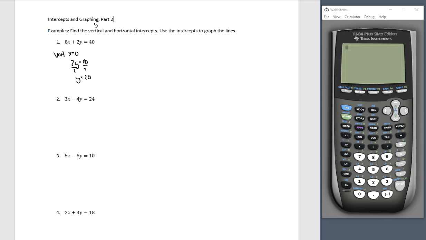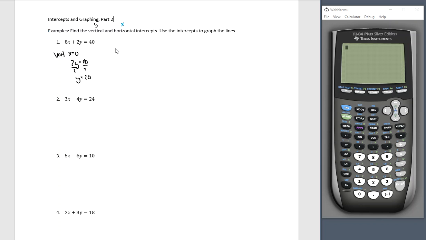Why is it that I end up with just 2y equals 40? I call this the cover-up method. On the board, I would say, well, if x is 0, 0 times 8 is 0, and so I would just cover this up. That's all that's remaining from the equation.